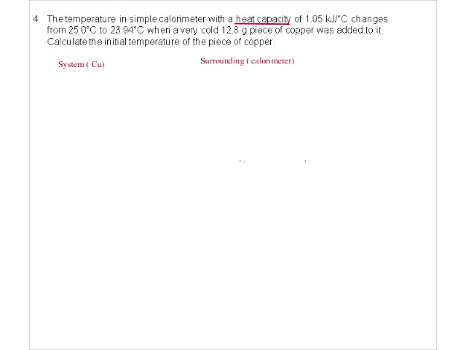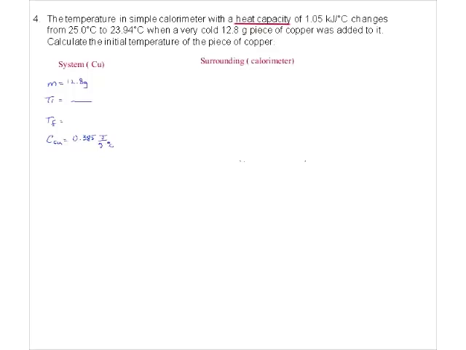Here's another one. It says the temperature of a simple calorimeter this time. Notice there's no mass here, so it's just kilojoules per degree Celsius. The calorimeter changes from 25 to 23. A very cold piece of copper was put into it. We want to calculate the initial temperature of the copper. So this is very similar to the one we just did.